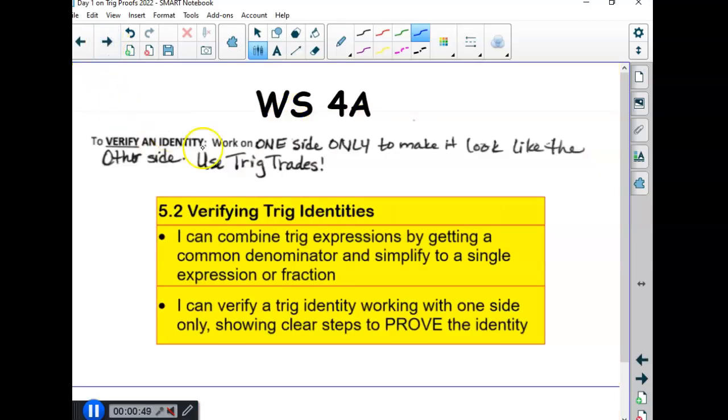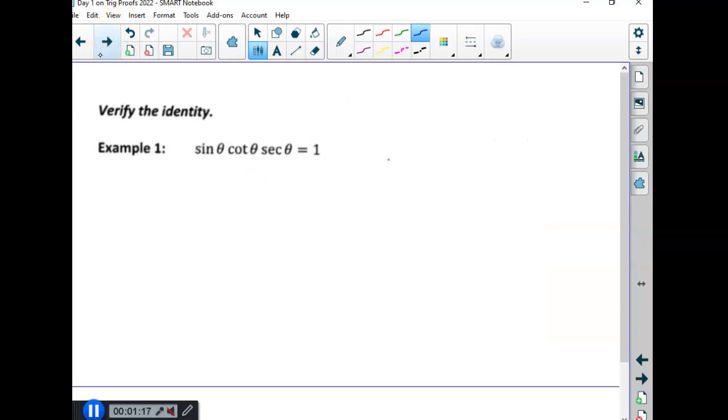So we're going to start on worksheet 4A, I think kind of in the middle of the page, if I remember right. The learning targets for today are to combine trig expressions by getting a common denominator and simplifying to a single fraction, or to verify a trig identity by working with one side only to prove the identity is true. All right, so easy one to start with.